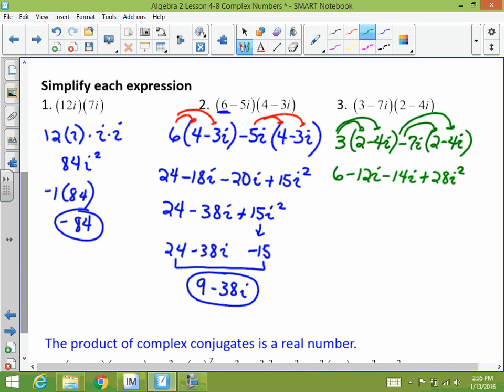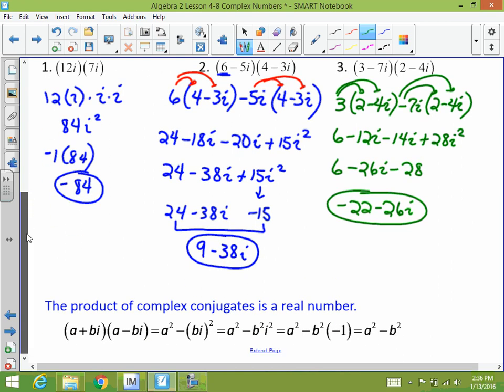So we have 6 minus 26i minus 28, excuse me, 28, not 28i, because i squared is negative 1, and negative 1 times positive 28 is negative 28. So 6 minus 28 is negative 22, so negative 22 minus 26i. It's just like multiplying binomials. If you weren't very good at multiplying binomials, you'll probably struggle a bit with multiplying complex numbers for the same reason.